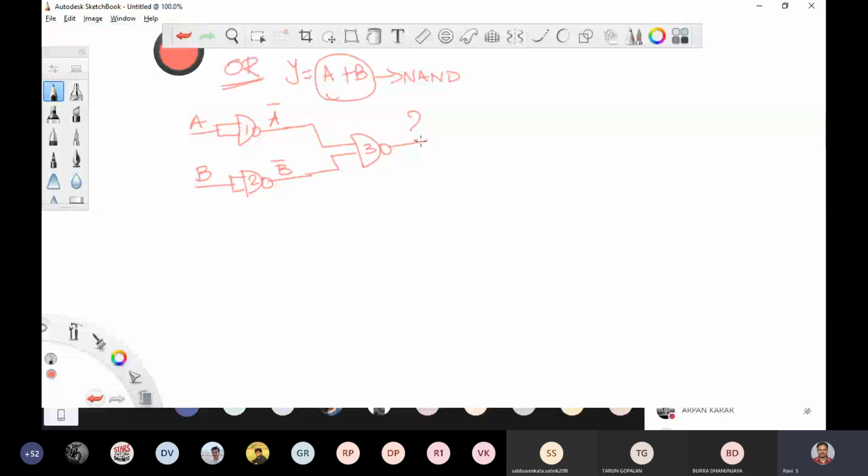Now we have to derive what this logic will give. Number 3 logic gate takes A bar as the first input and B bar as the second input, correct? So A bar, B bar is connected to the NAND logic, number 3. NAND logic is A into B, the whole bar, where A is equal to A bar and B is equal to B bar, correct?